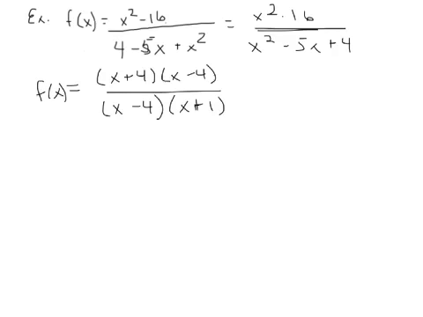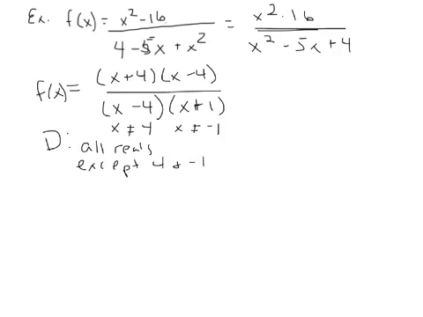Before I start reducing, I'm going to look at my domain, because I need to look at the original function. x cannot be 4 and x cannot be -1. So those are possible vertical asymptotes. We need to see if we can reduce and then end up with a hole in the graph. So my domain is going to be all reals except 4 and -1.